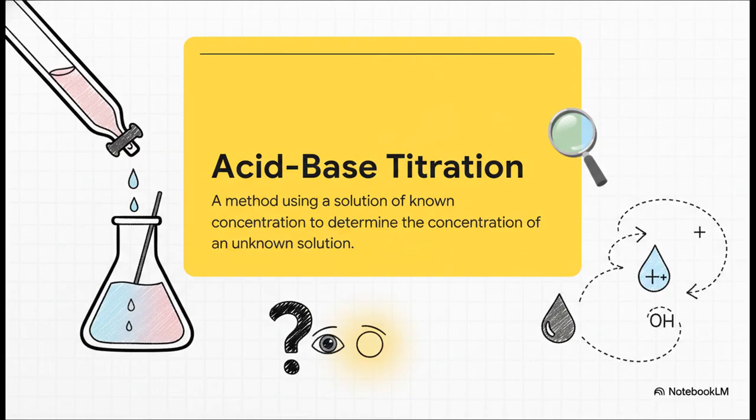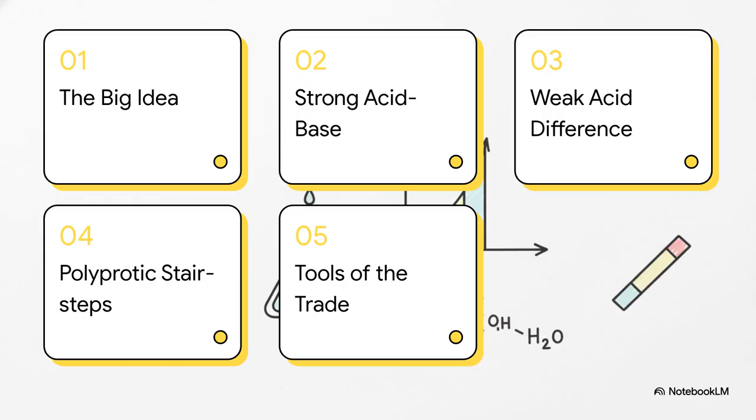The big idea is simple. We use a solution we know everything about to figure out the secrets of the one we don't. So here's our game plan for today. First, we're going to nail down the big idea. Then we'll look at the classic strong acid-base titration. After that, we'll see how everything changes when weak acids get involved, tackle acids that have multiple protons to give, and finally, we'll wrap up with the practical tools you actually use in the lab.